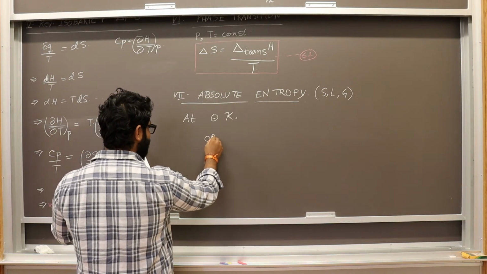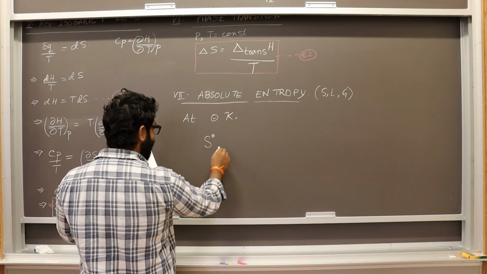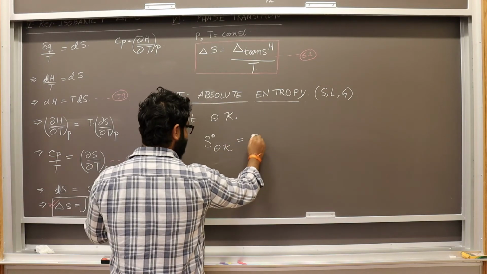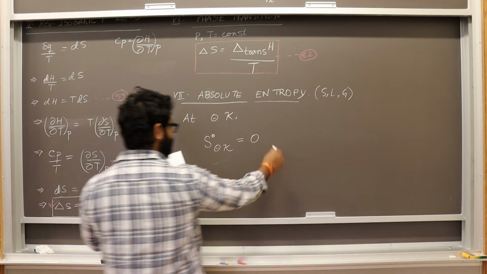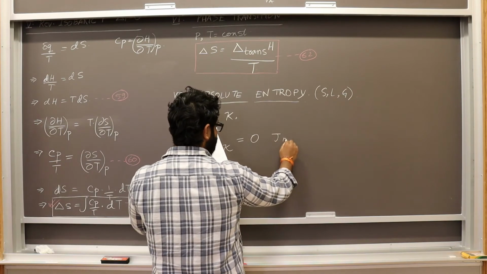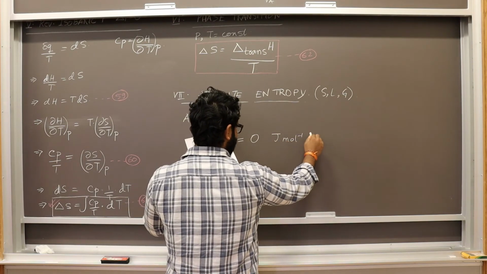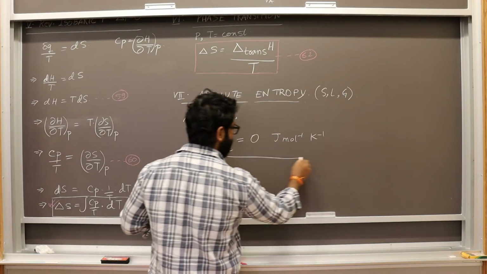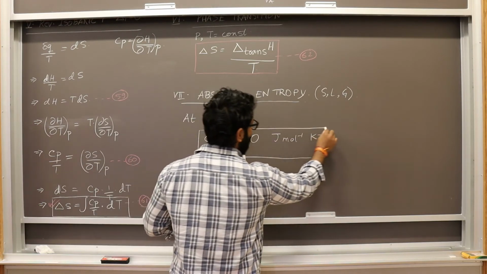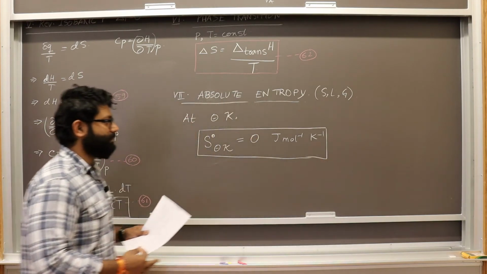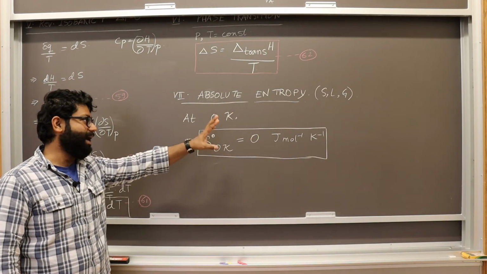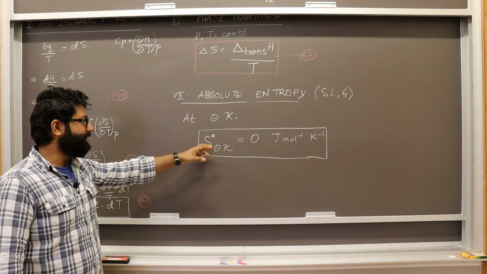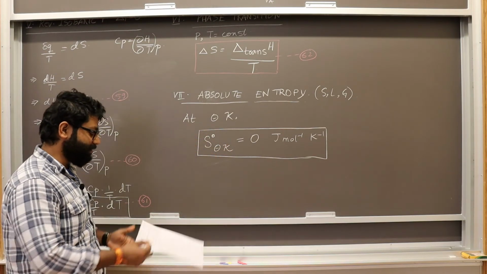So the entropy of a standard material at 0 Kelvin is equal to 0, right? These are the units of entropy per mole. So at 0 Kelvin, the entropy of any matter, solid, liquid, or gas, is 0, right? So this is basically the idea of absolute entropy.